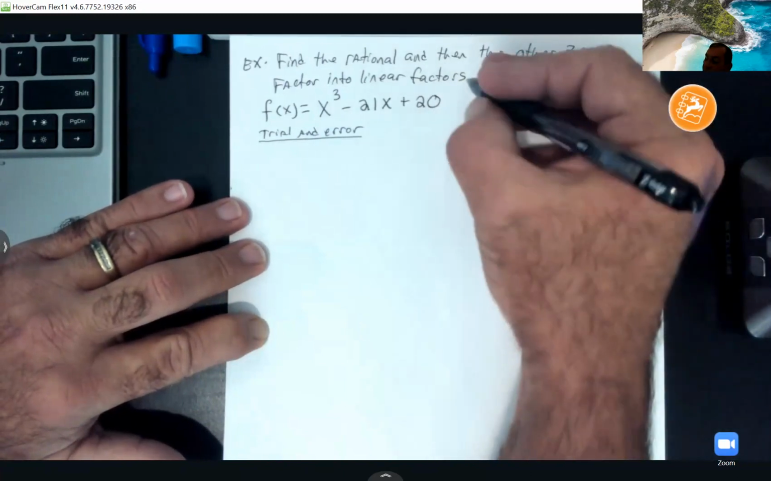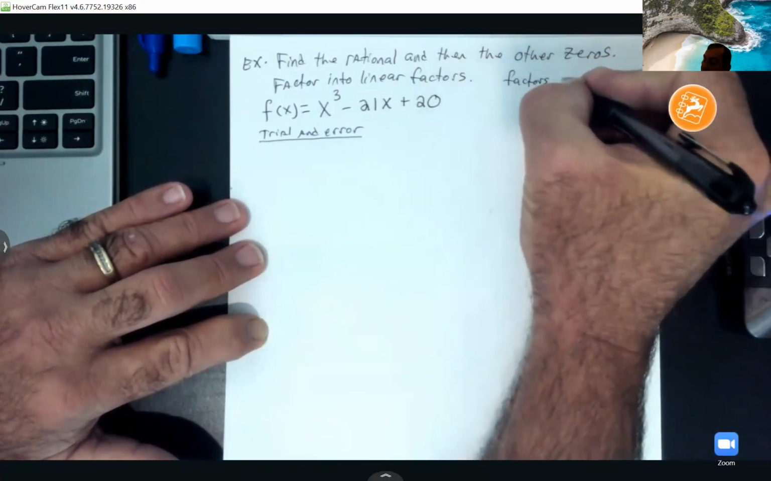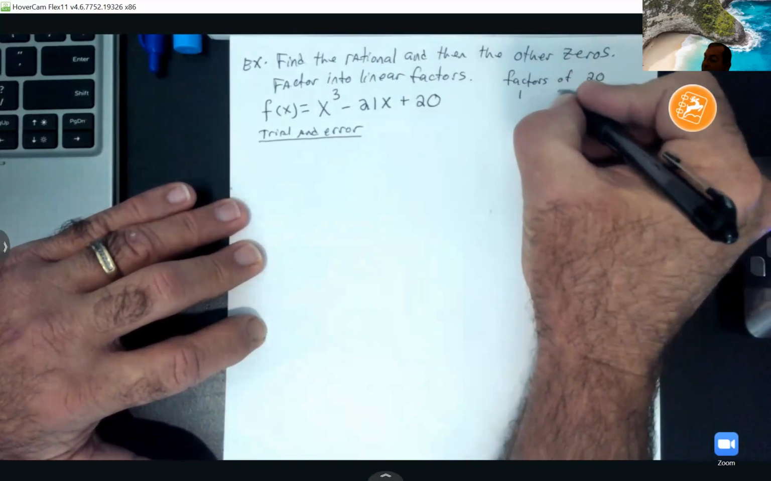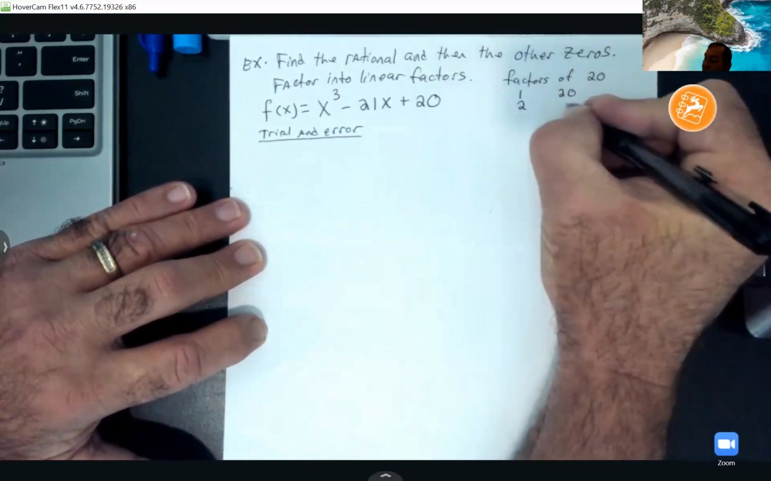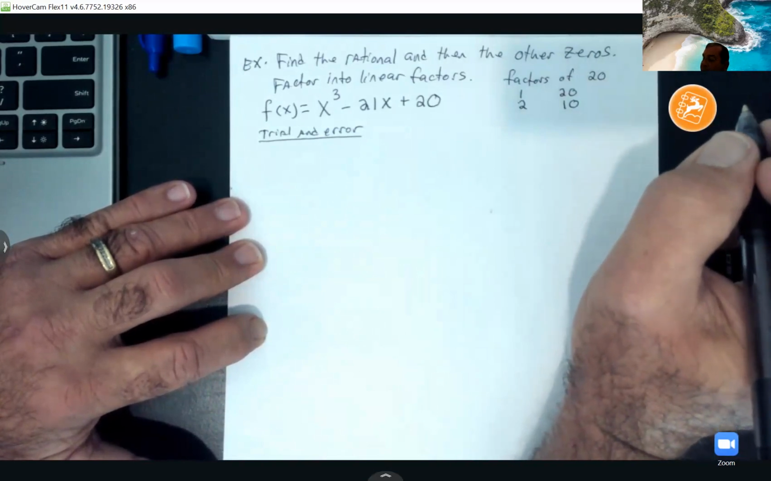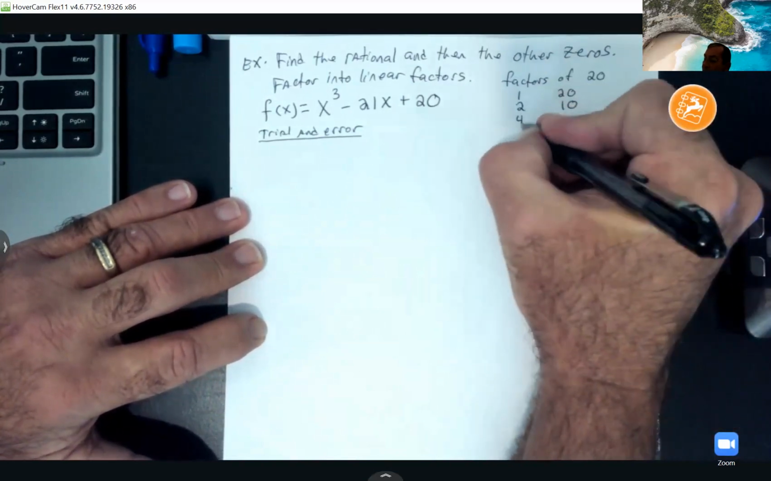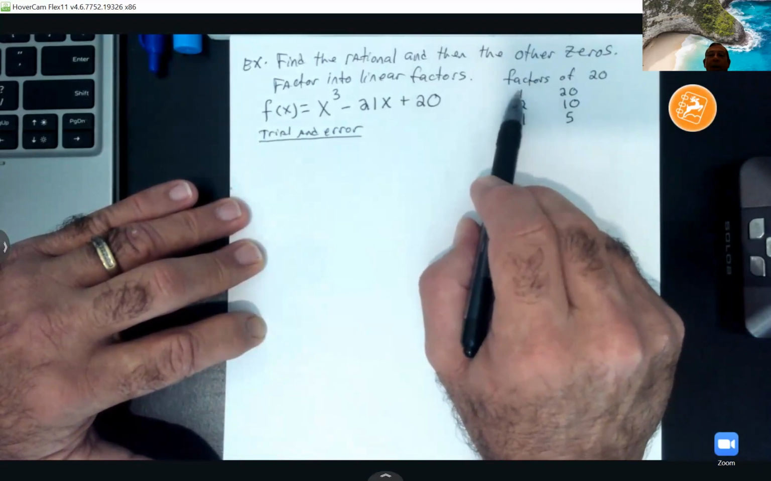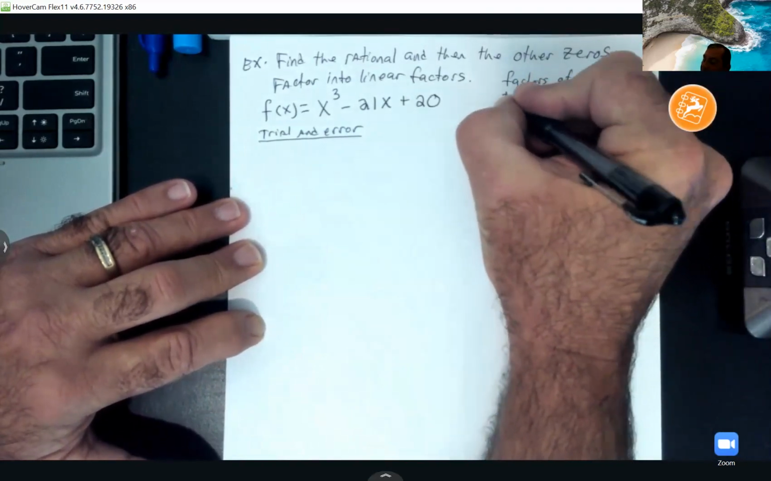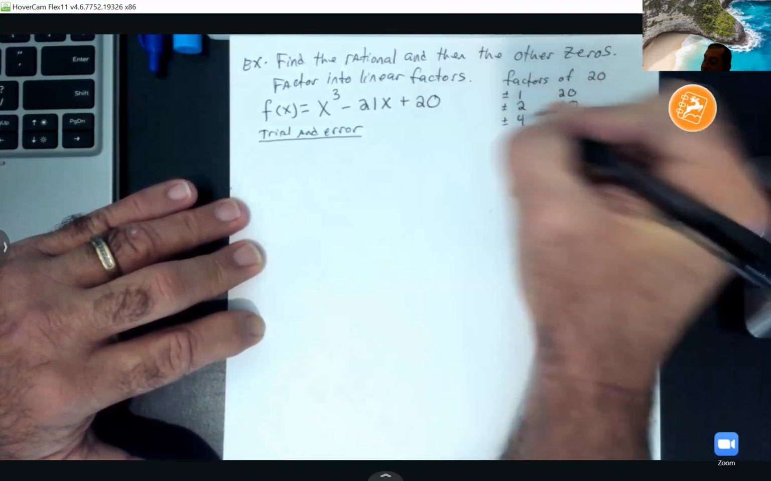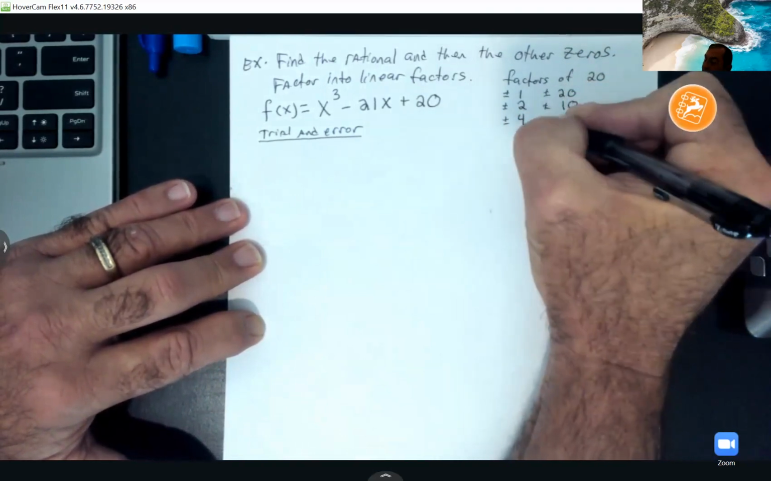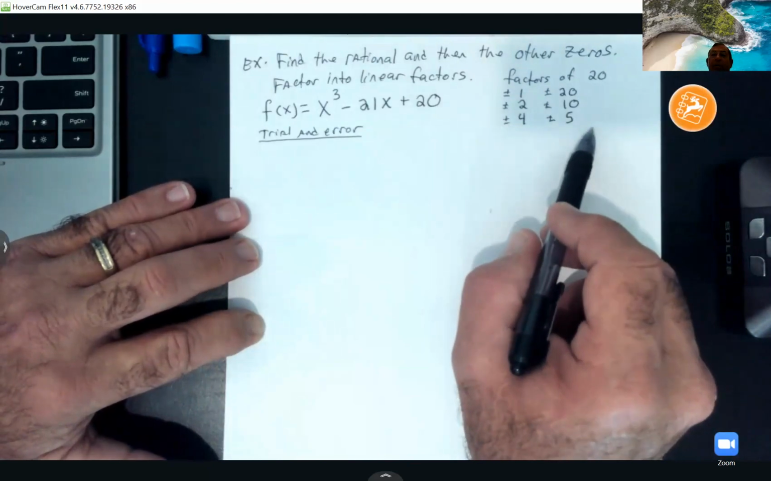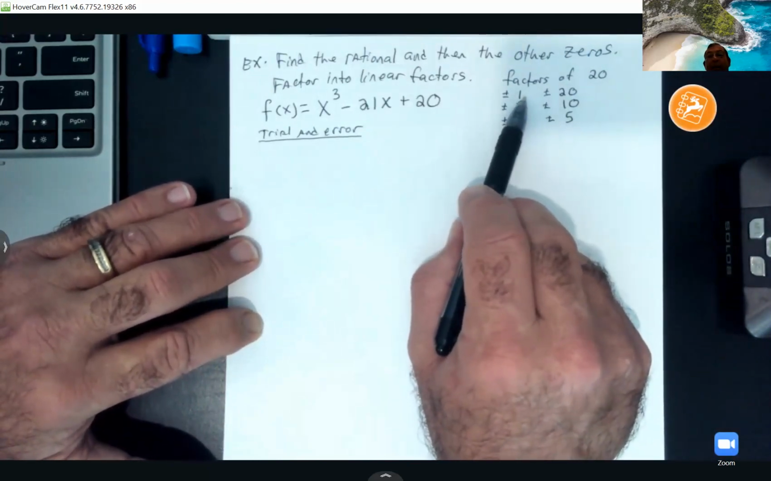So I need factors of 20. And I always start with my 1 and 20, 2 and 10, and what's left, y'all? 4 and 5. Now remember, these could be two positives or they could be two negatives. So you always want to check the positive and negative of each number. So I would start with the smallest numbers and move my way toward the bigger ones. So the first number I would check with my synthetic division would be a 1.